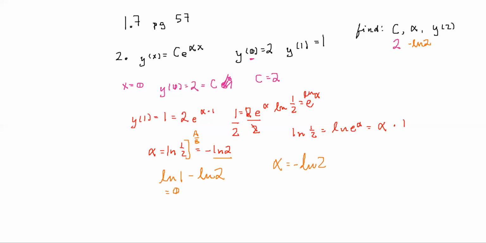All right. So now we get to find y of 2. So y of 2 is going to be equal to 2e to the negative ln 2 times 2. And that is going to be some number. If you have a calculator on you right now, you can figure out what that number is. But there are no variables in this, and it's going to be a number.